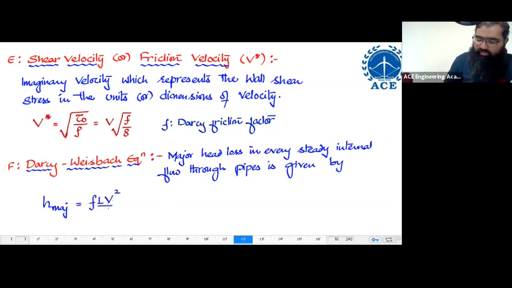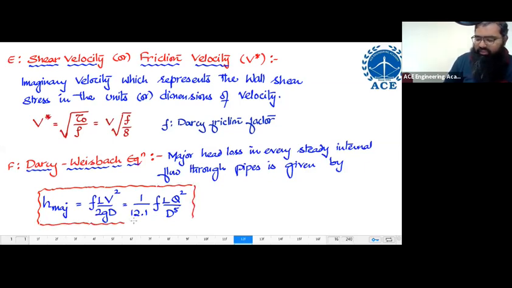f L V square by 2 g D. Again, those who have a habit of writing the Darcy friction factor as 4f, you will write 4 f L V square by 2 g D. I will write this only. It is also equal to 1 by 12.1 f L Q square by D power 5. This is the equation you have. This equation is known as the Darcy-Weisbach equation.